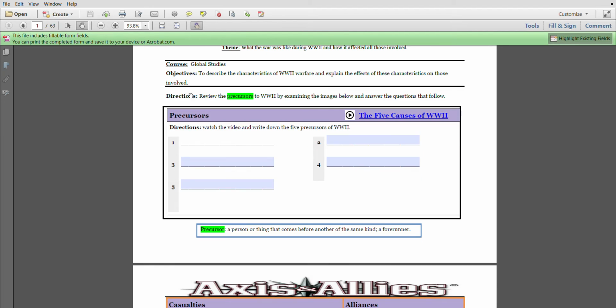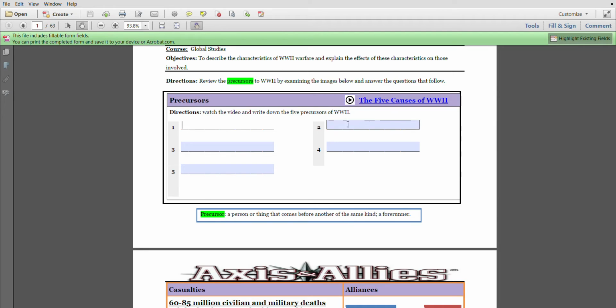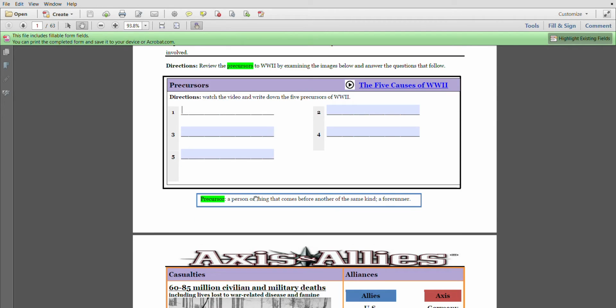So the first activity is a review of the precursors to World War II by examining the images below and answering the questions. Okay, so you have the definition of precursor here, which is a person or thing that comes before another of the same kind. A forerunner is a synonym. And you can watch this brief video here if you don't remember the precursors to World War II, and then jot your answers in here.